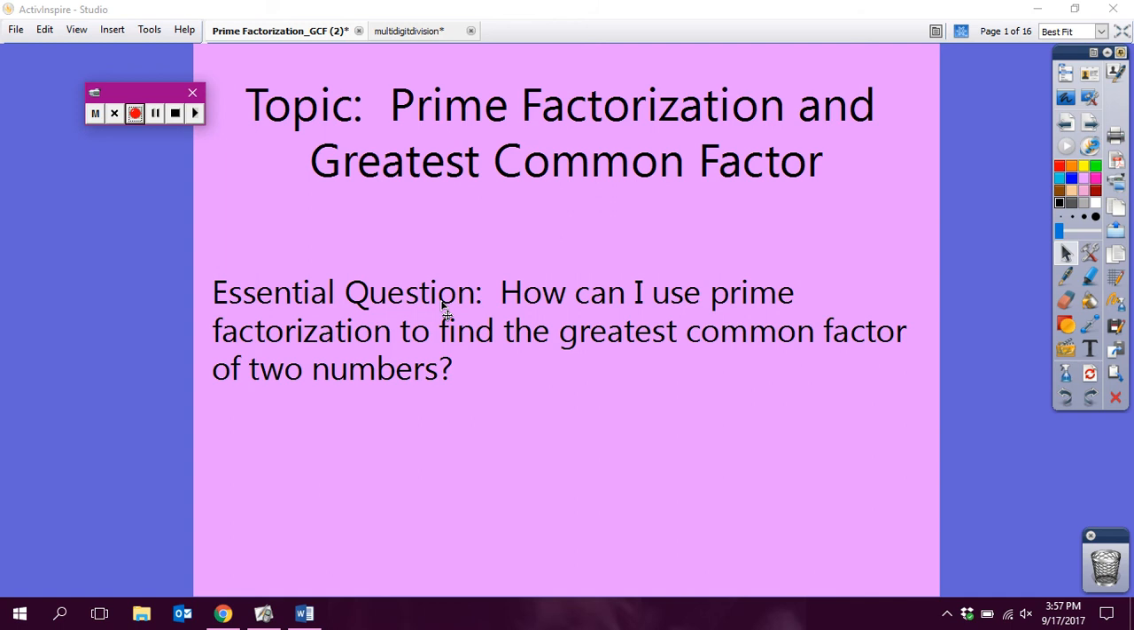If you guys want a notes sheet, remember they're on the front table. Just ask Miss Fenimore for one.